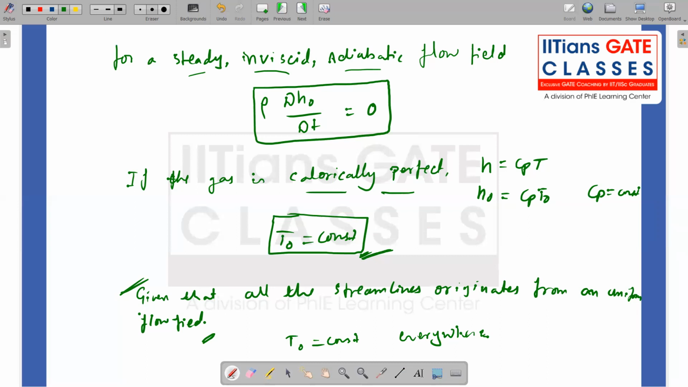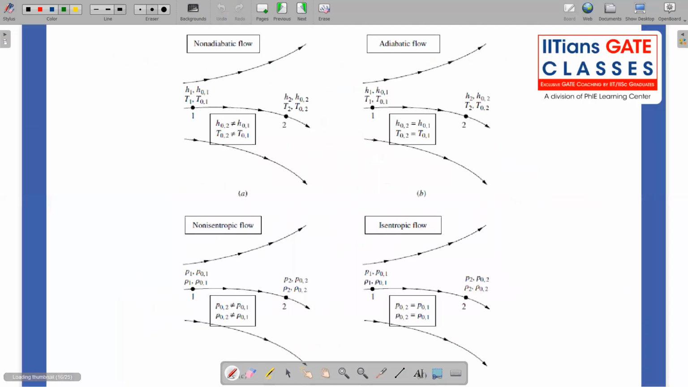So this is a very important point to note down. Based on these definitions, we can define different flow fields. Say for a non-adiabatic flow field, if I measure at point 1, T01 as my stagnation temperature, and at some other point on the streamline, T02, and if T01 and T02 are not equal, then it is a non-adiabatic flow field.